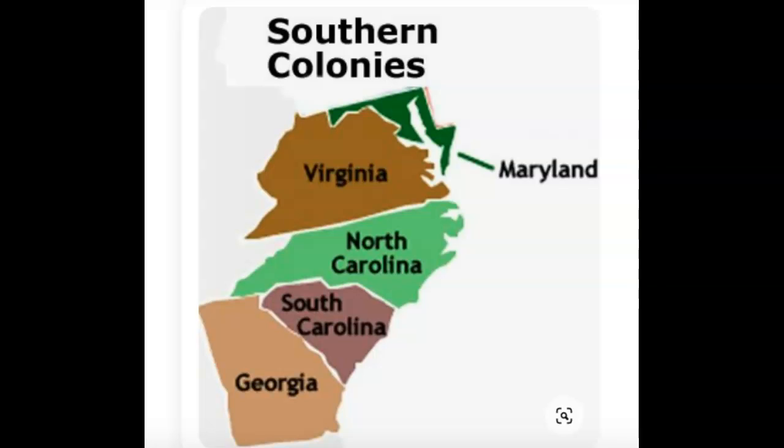Okay, as we're introduced to the southern colonies today, the last region out of the three that we're looking at as part of the original 13 colonies, let's take a look. We're going to look at a few maps today. So this is the first one we look at.